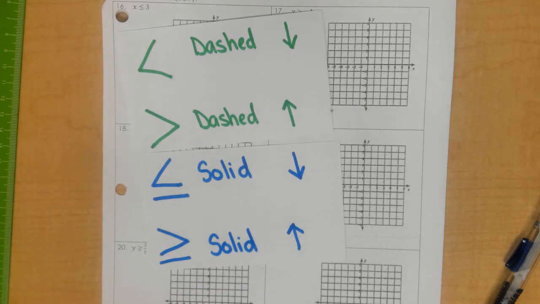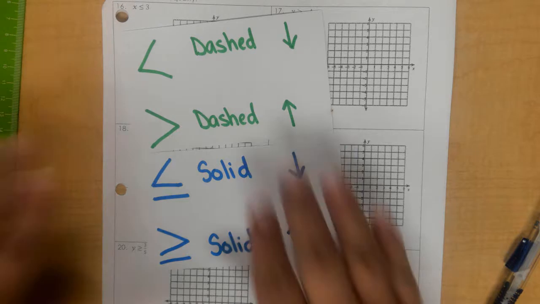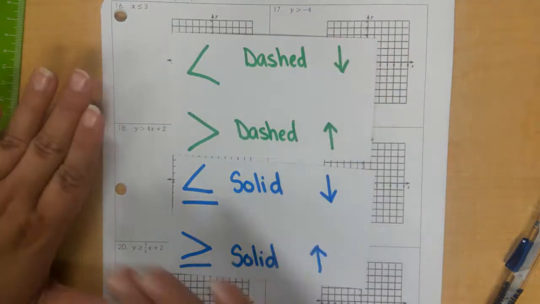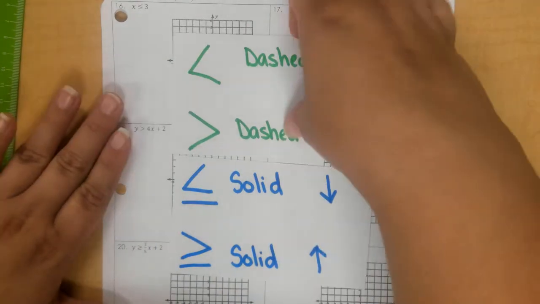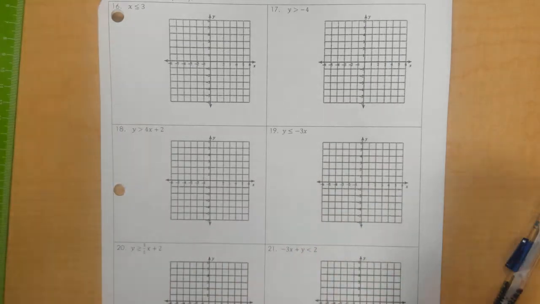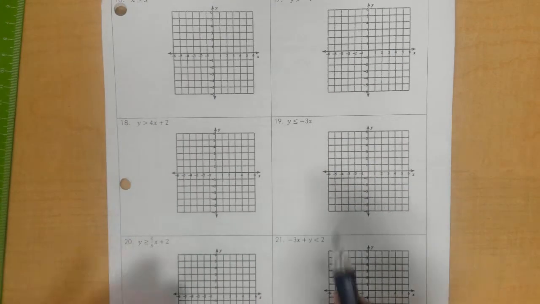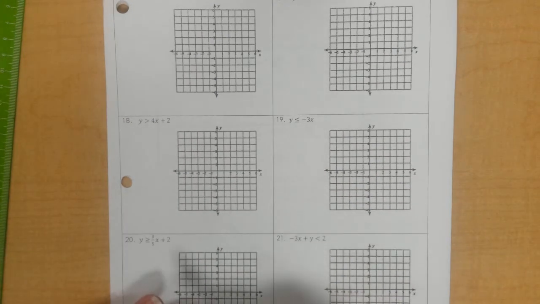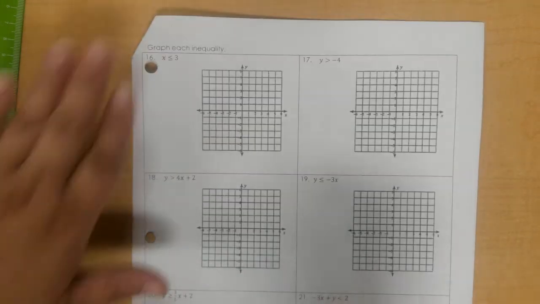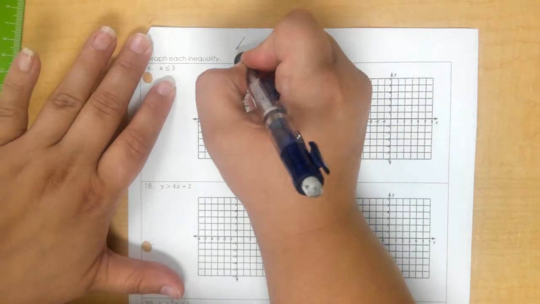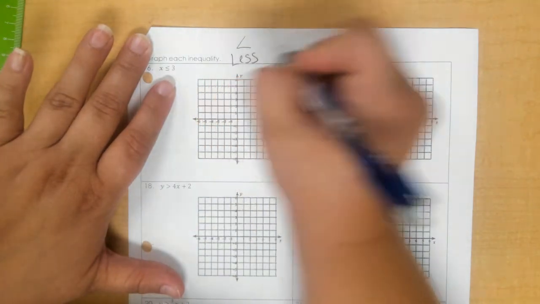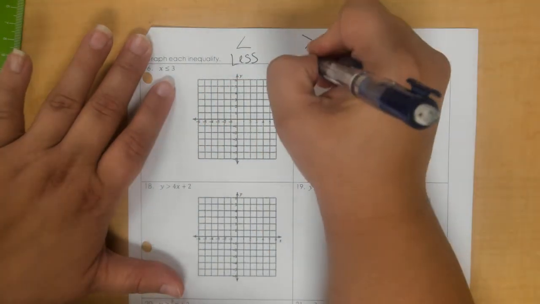Alright, so for this one, we have to do dashed or solid lines. For all of the problems on this page, all of the equal signs are gone. All they have is either less thans or greater thans, less than or equal to, greater than or equal to. First of all, let's make sure we understand that this is a less than, and this direction is greater.